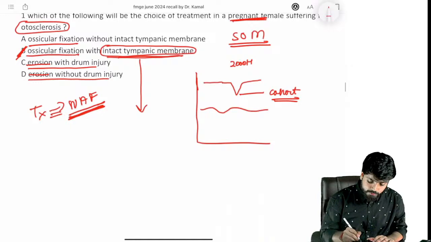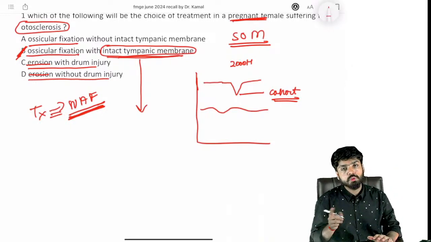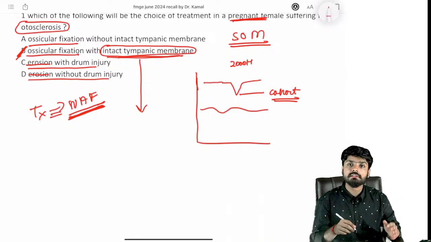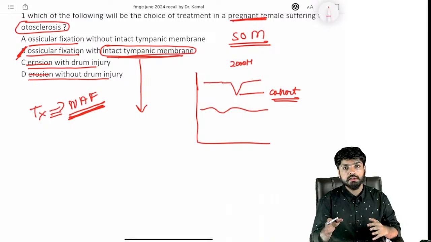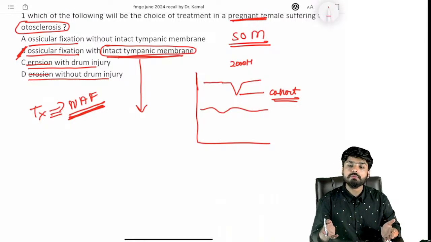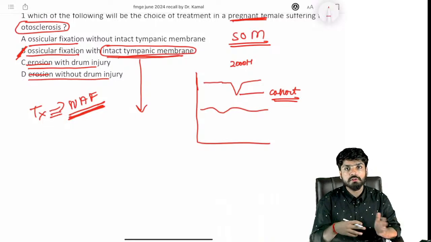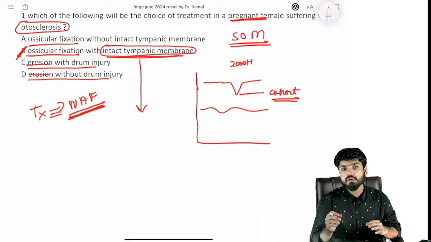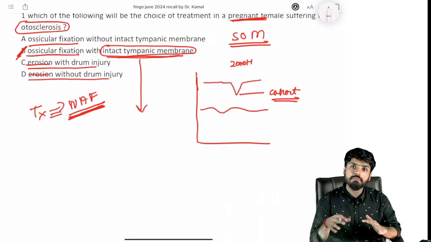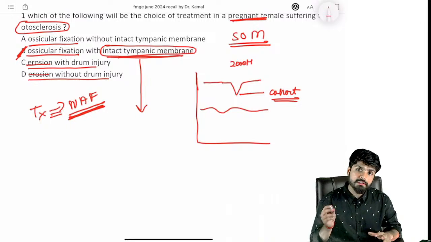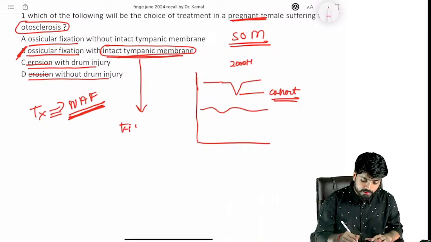One thing you have to remember is that there are two procedures that we do: either stapedectomy or stapedotomy. Ectomy, you can always remember, means to take it out. We remove the stapes, we put the piston. Otomy is just making a window and then putting the piston over there. The complication that you can see in this case is fistula formation.